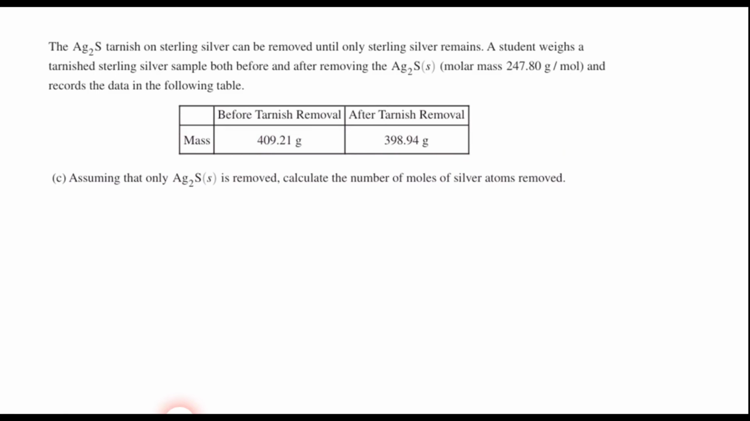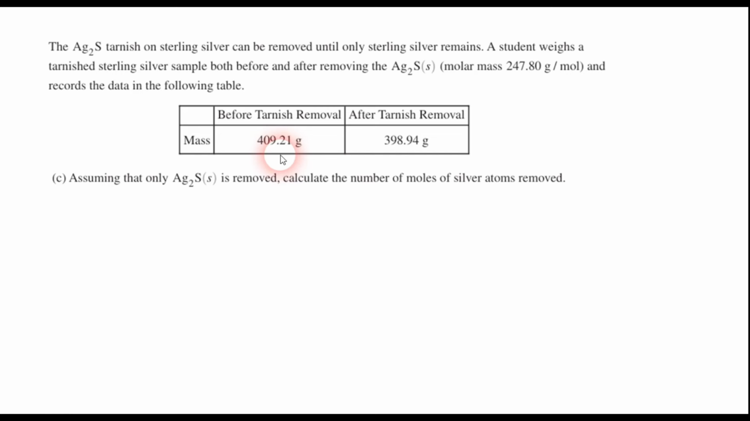Now, the next question talks about tarnish. The silver sulfide tarnish on sterling silver can be removed until only sterling silver remains. A student weighs a tarnished sterling silver sample both before and after removing the silver sulfide and records the data in the following table. So we have the mass before the tarnish removal and then the mass after the tarnish removal. And the question says, assuming that only silver sulfide solid is removed, calculate the number of moles of silver atoms removed. So for this one, we're going to have to find out how much we removed.